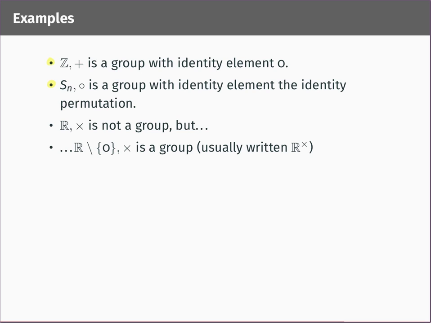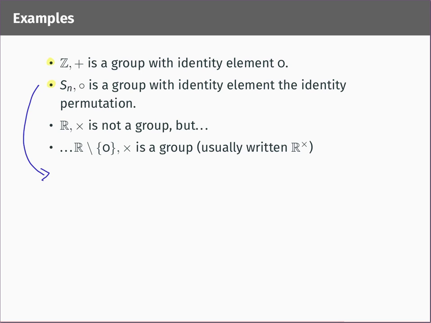We also know that composition is a binary operation on Sn. We discussed this on our first slide this lecture. And in fact, Sn together with the composition operation is a group whose identity element is the identity permutation. So let's think why this is.